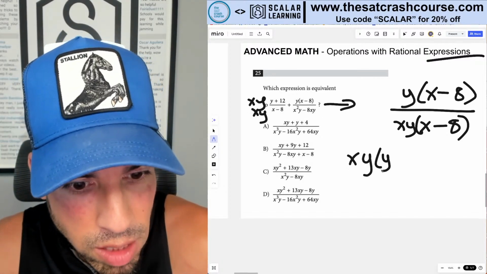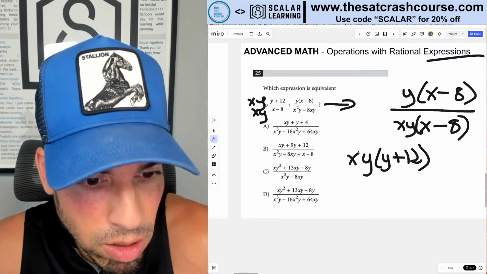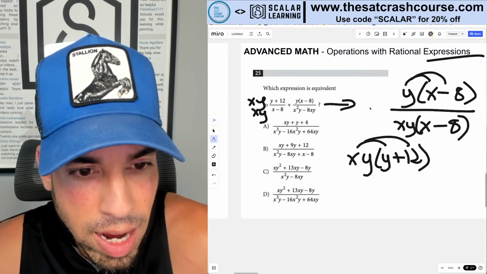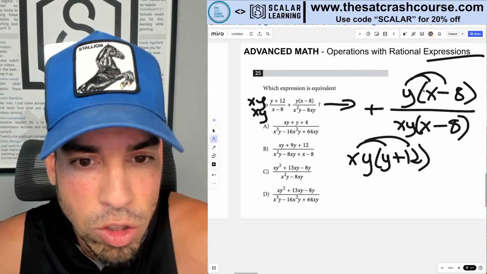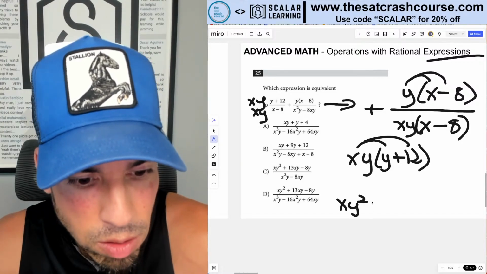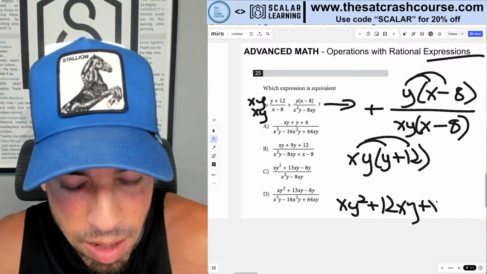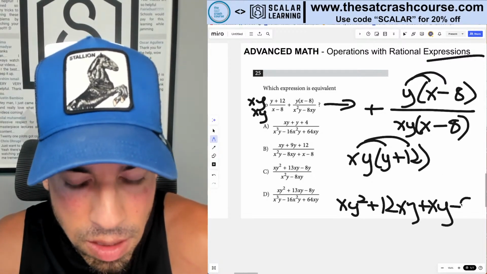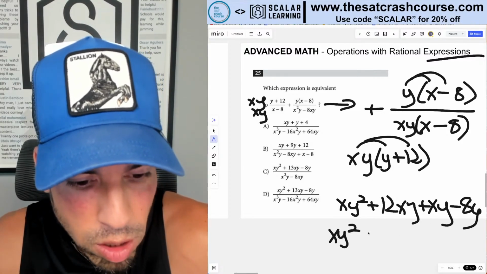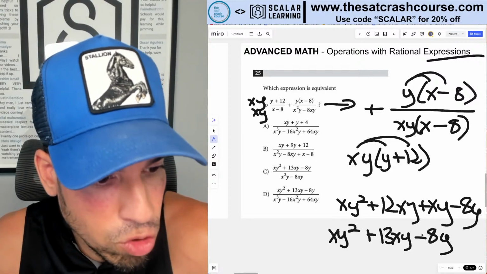So now we have xy times y plus 12 on the top over that same denominator. I won't write it out actually. All right, now we're going to distribute, and then since these are being added, we're going to add these numerators together. Let's do the bottom one first. So we have xy squared plus 12xy, and then that one is going to be y times x, plus xy, and then minus 8y. So 12xy plus xy is 13xy, so we should get xy squared plus 13xy minus 8y. This should be on the numerator.